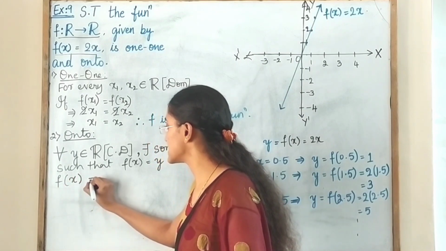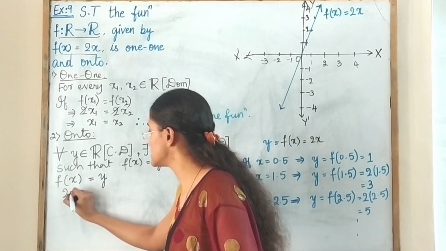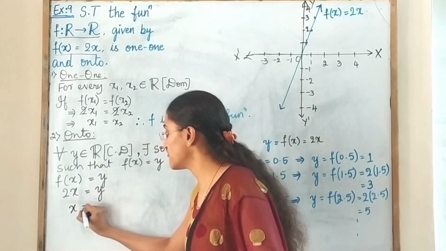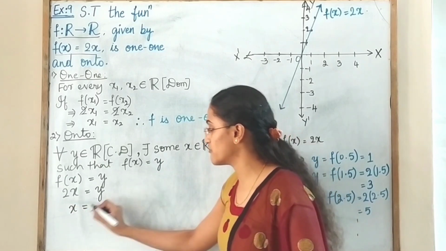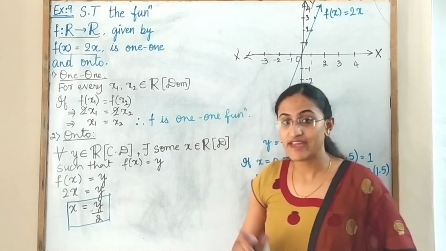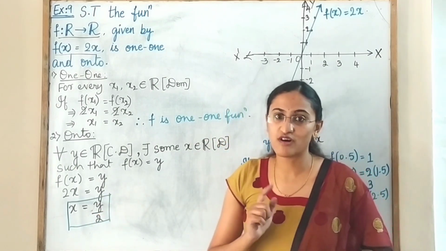Consider f of x is equal to y. What is f of x function given by? It is 2x is equal to y. We shall now find the value of x in terms of y. Therefore, x will be equal to y by 2. Now, is x is equal to y by 2 an element in the domain? Of course, yes.